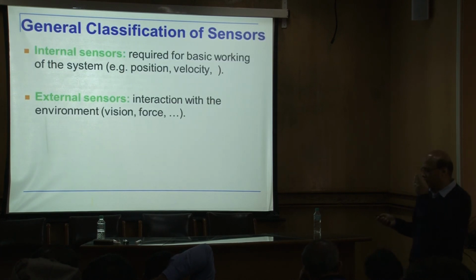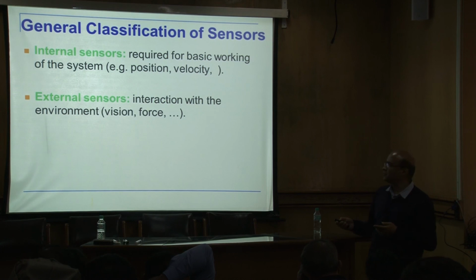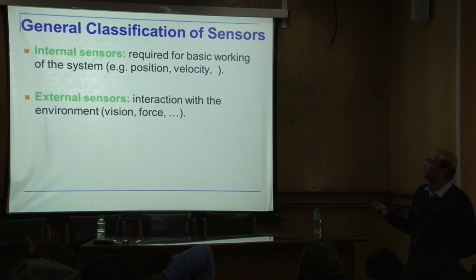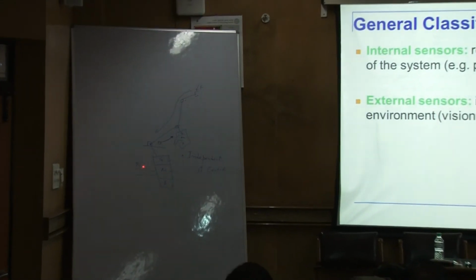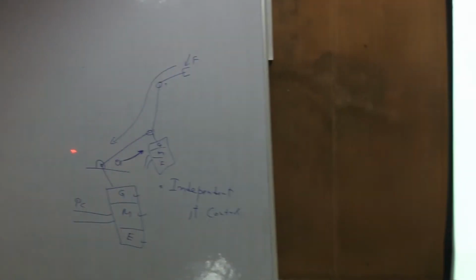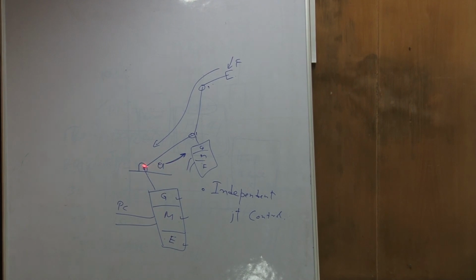Now looking at sensors first. Sensors are generally classified into two groups. One is an internal sensor, the other is an external sensor. So internal sensors are required for the basic working of the system. So for example, the robot that I drew there, for the PID controller to work, it must know what is the position of that joint at every instant. And that feedback is coming from the encoder, which is here. The encoder is telling the controller where is that theta. Okay? So this is an internal sensor.